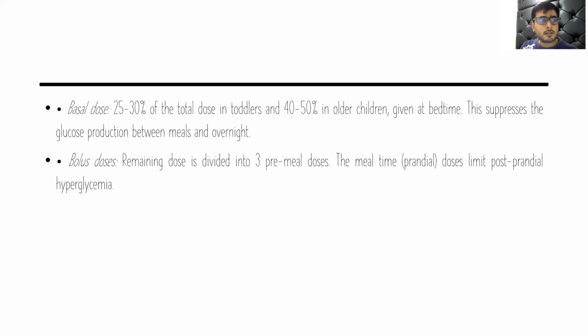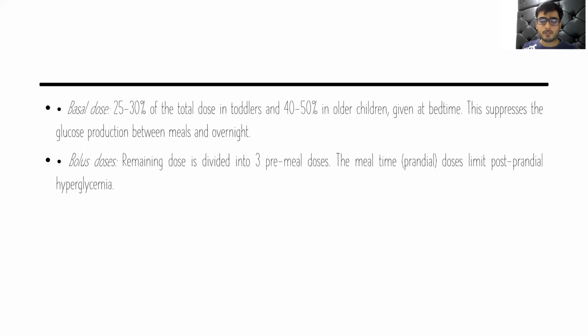So we give a lower dose of glargine, the long-acting insulin, in toddlers, because toddlers have less control over their meals. They sleep at night, and they take milk and multiple meals. You cannot control their diet very strictly, and they eat more in the daytime. So we give a lower dose of glargine at night and a higher dose of boluses in the daytime, right?